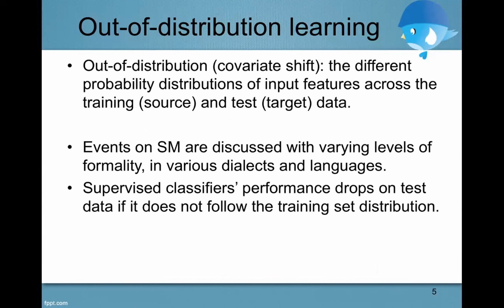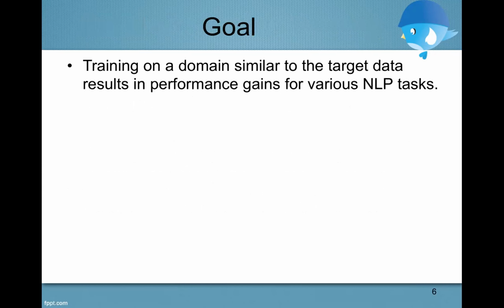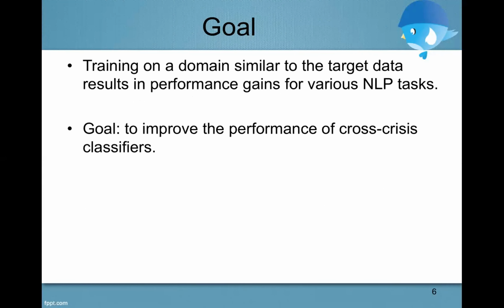So the problem here is that a supervised classifier's performance drops on test data if it does not follow the same distribution as the training set, as many learning algorithms assume. Previous work showed that training on a domain similar to the target data results in performance gains for various NLP tasks, particularly in translation.